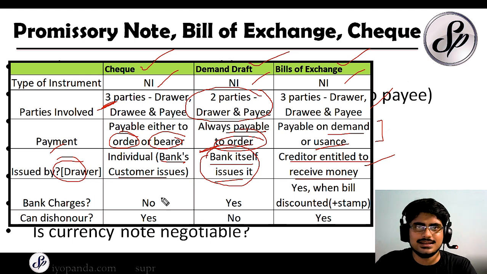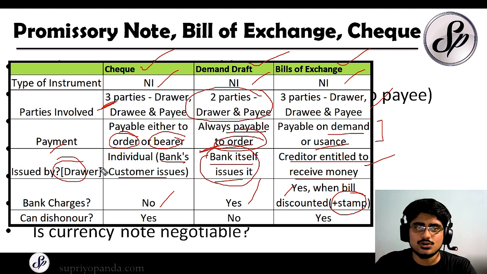And what about the bank charges? So in a check, there is no charge. In a demand draft, yes, we have to give some bank charges. And in a bills of exchange, we have to give the charges only when the bill is discounted. Now I explained to you about the bill discounting. If you have any kinds of difficulties in understanding, let me know in the comments. I'll definitely help you out. And always remember that the charges in the form of stamping are always there in a bill of exchange. So stamp duty you have to actually pay.